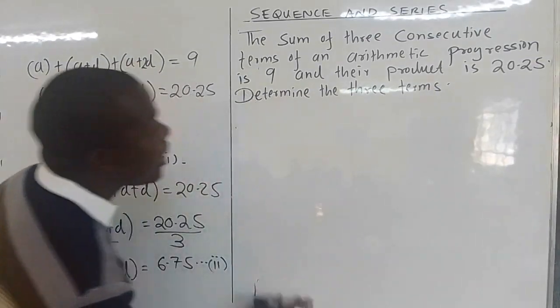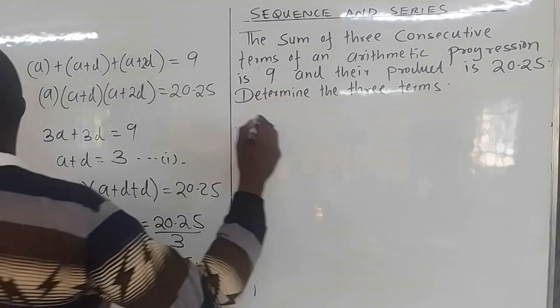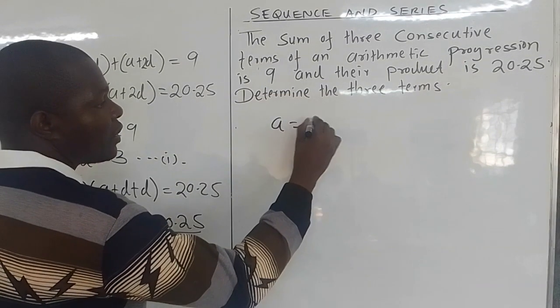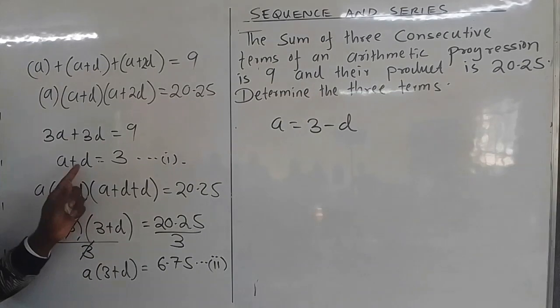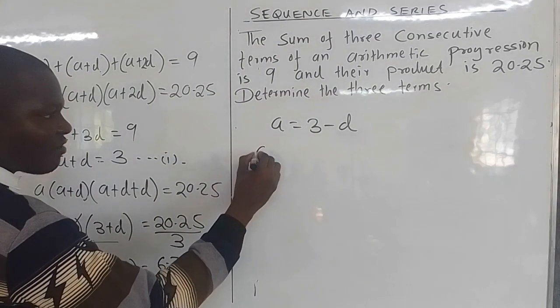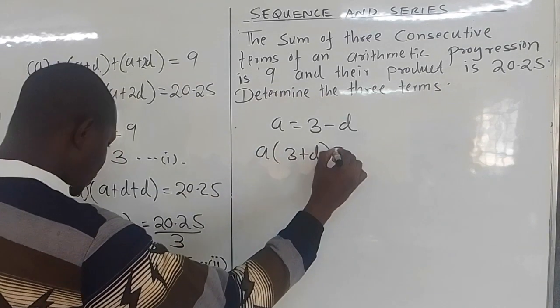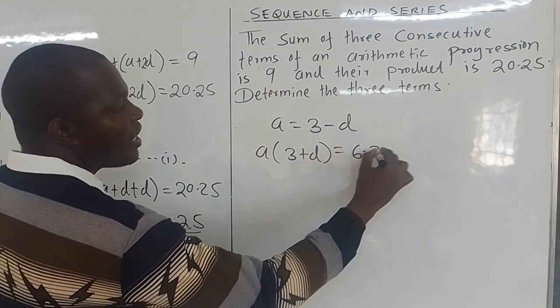Which one do you want to make the subject? A. So if you make A the subject, it will be A is equal to 3 minus D. So D goes to the other side, A is equal to 3 minus D. And this is our equation. We have A into 3 plus D is equal to 6.75.